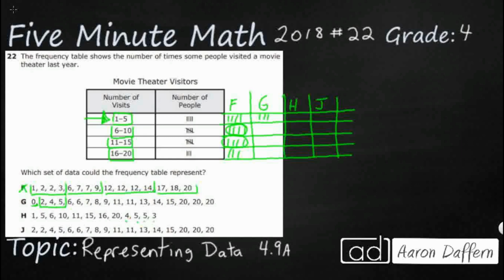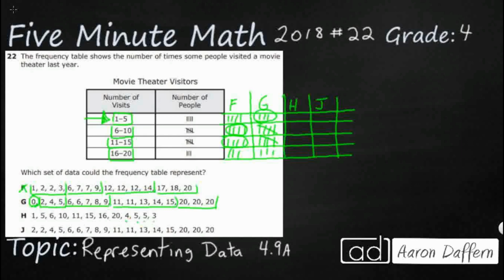Let's see what else it looks like. 6 through 10: 1, 2, 3, 4, 5. So I've got 5 on 6 through 10, which is what I needed. G has got 11 through 15: 1, 2, 3, 4, there's my 5. And then my 20s, and I've got 3. So you know what? Everything looks good except for that 1 to 5, because I've got that 0 sticking out there.